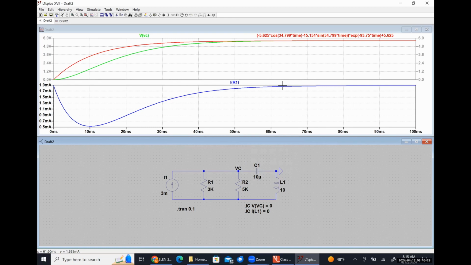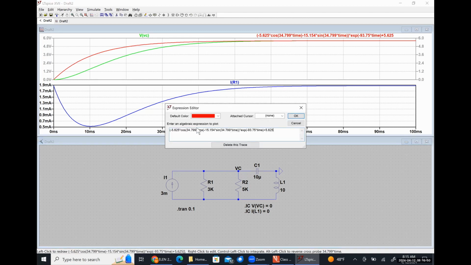So the reason why it looks so different is because LTSpice does everything with linear frequency, not angular frequency. So we need to correct that. 34.799, instead of being in radians per second, we effectively need it to be in degrees per second in order for things to work out. So I'm just going to right click on that and add in a little conversion factor. And that conversion factor is just 180 over pi. And I get pi by literally typing pi. And I need to do it everywhere I have an omega d.